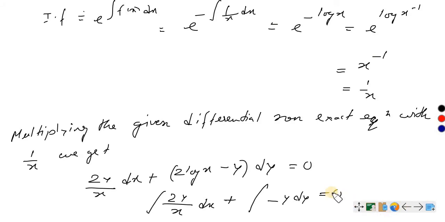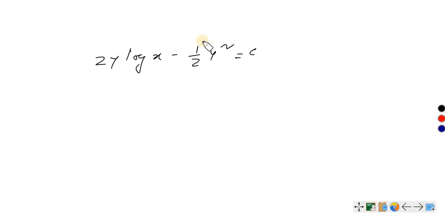If you do the further calculation, you will get 2y log x minus half y square is equal to some constant c. In the previous step, I'll make a correction: it will be c here. So this is the form of the solution of the exact differential equation, and this is what we have got as the solution. This is our final answer.